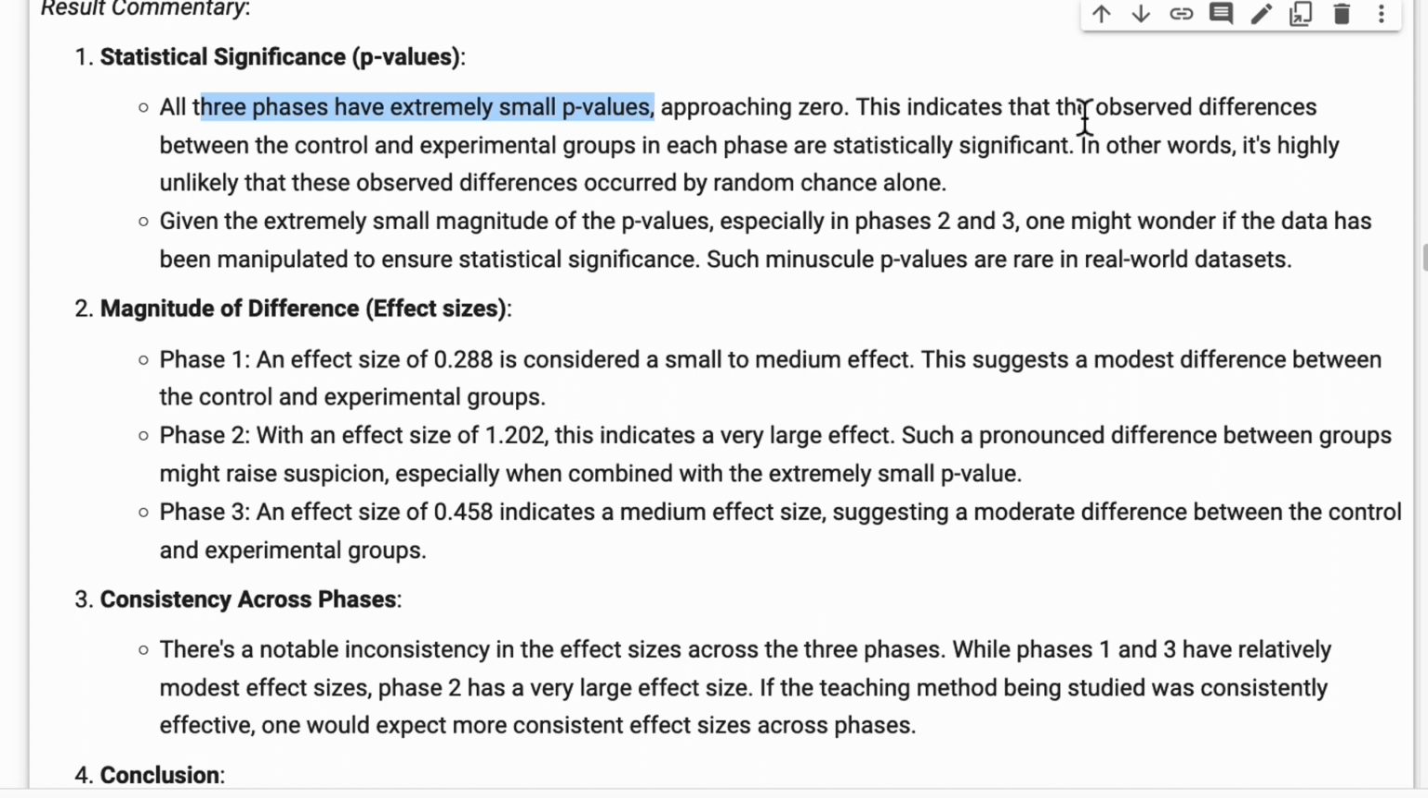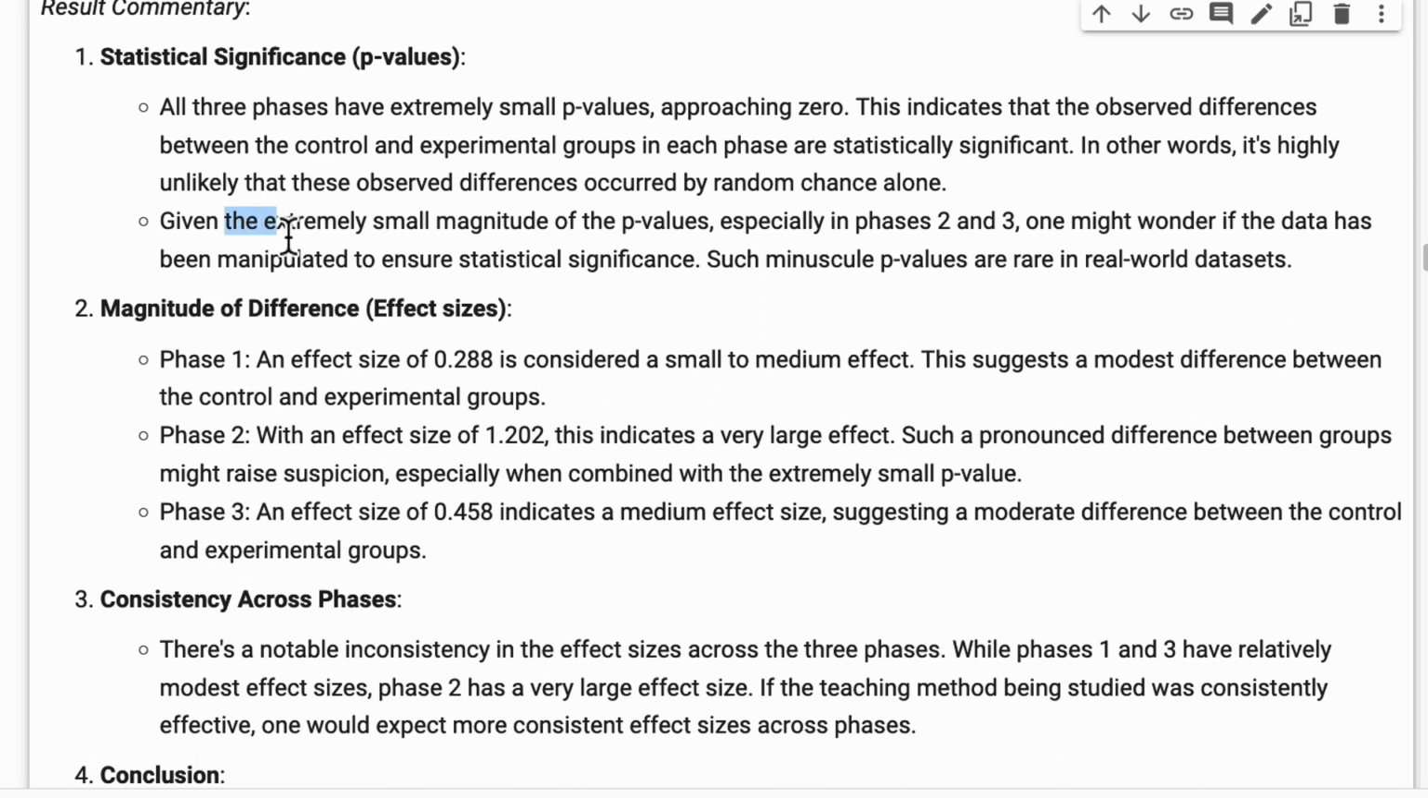This indicates that the observed difference in the students' performance in the experimental group is statistically significant. That's the conclusion. In other words, it is highly unlikely that the observed differences are due to random chance alone.